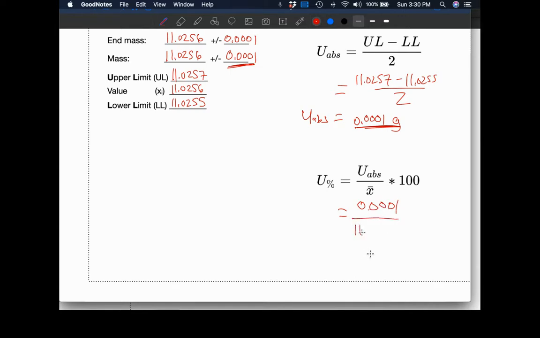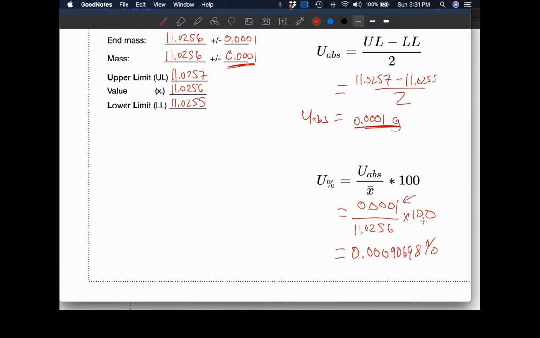Now the percentage: 0.0001 all over 11.0257 times 100. And you could pause the video here and perform your own calculation. Now, some of you may have already caught this, that I wrote the number down incorrectly. It's not 0257, it's 0256. It's going to turn out not to make that much of a difference, because the percent uncertainty is 0.0009069%.